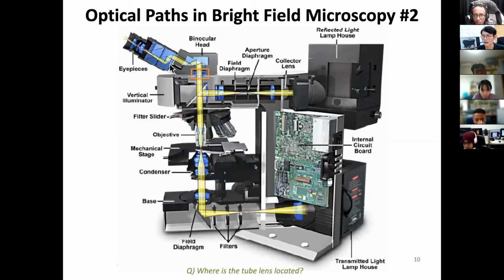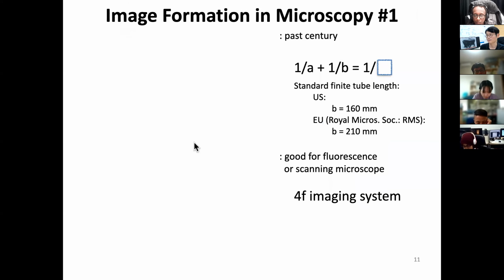It sits in between your binocular and the body. If you take that off, you'll find one lens sitting there. So the distance from the objective lens to this is called F1 plus F2. And if it's at the back focal plane, that's called the tube length, which will be described later.